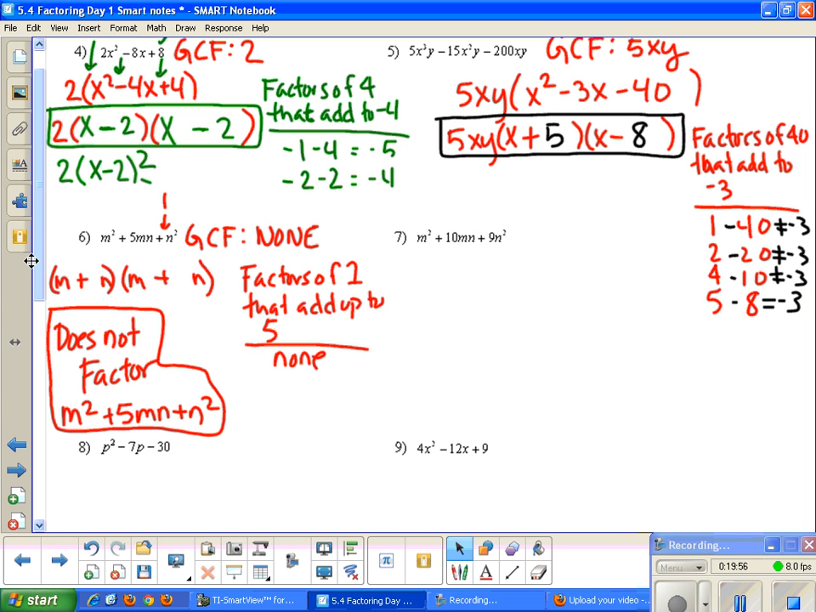So let's go ahead and go to number 7. So number 7 is kind of the same thing. We have the same variables except I have a 10mn here and 9n squared there. So I have 3 terms. There's no greatest common factor.